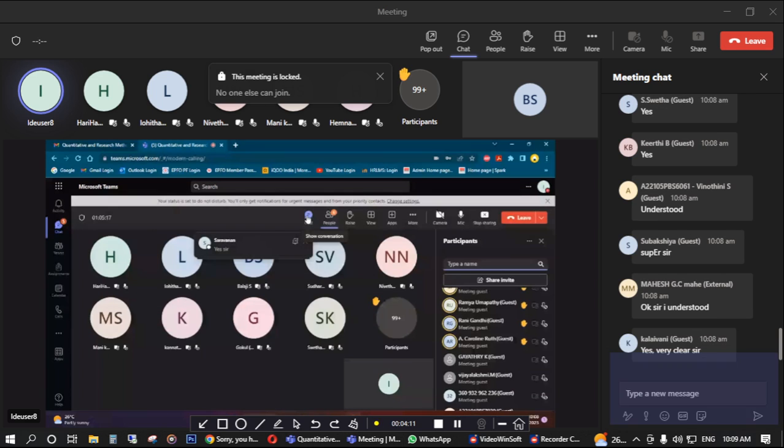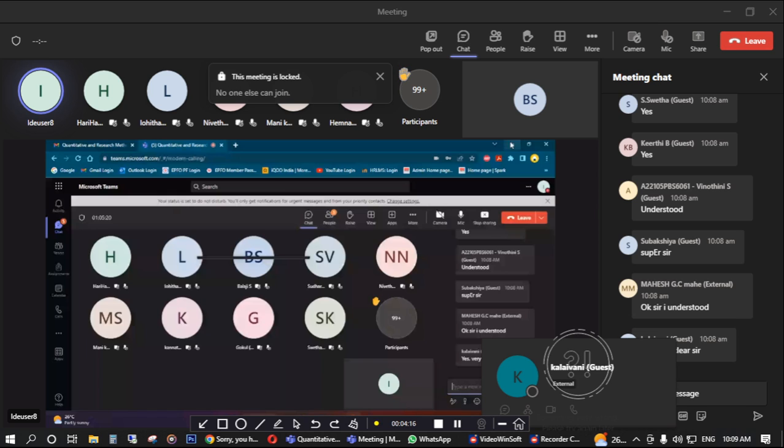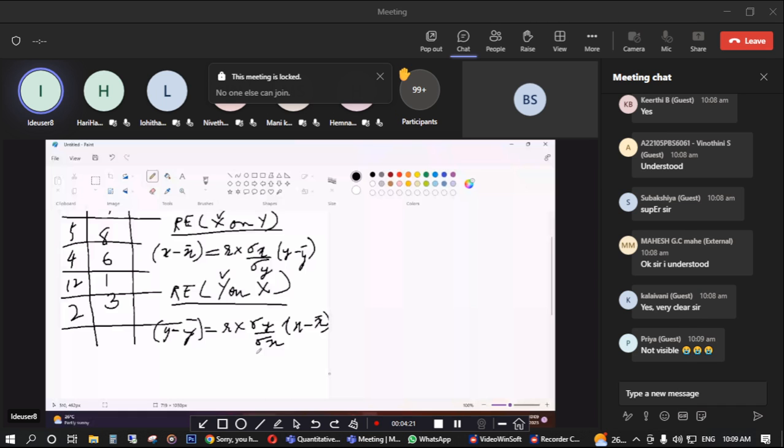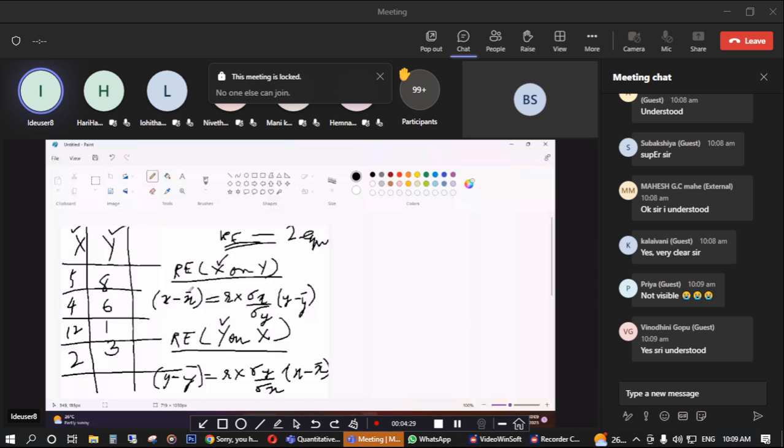Now you got to know what the regression equation is. Now you have to go ahead and find out all these. You have to find out x bar, r, sigma x, sigma y, and y bar. If you find out all this, then you have to just substitute it and simplify.